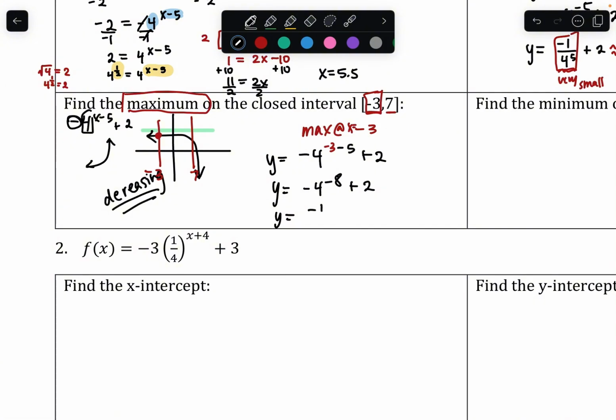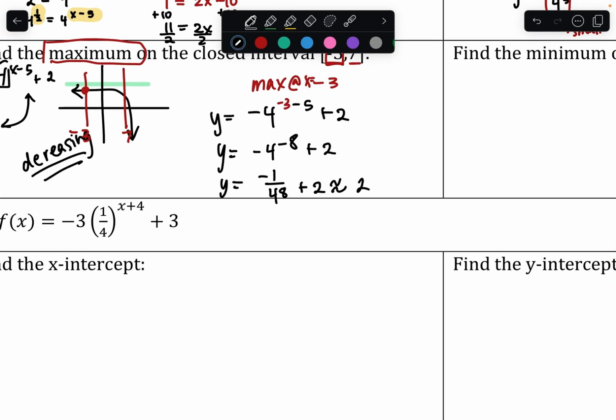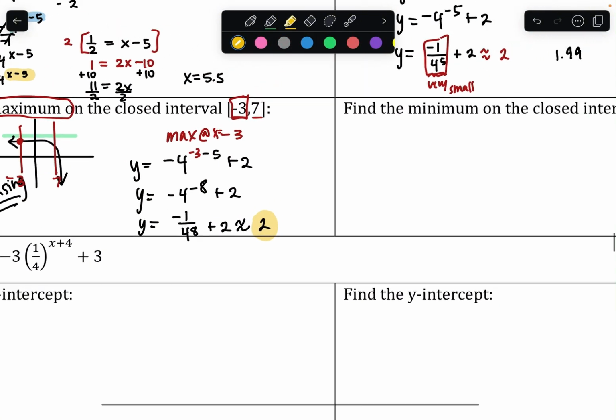Once again, that's negative 1 over 4 to the 8th plus 2, which is very, very close to 2. And so if you were to plug that into your calculator, it's 1.99998. And so we would just say 2. It's getting very close to the asymptote at that point.